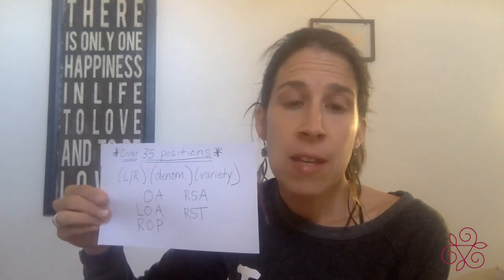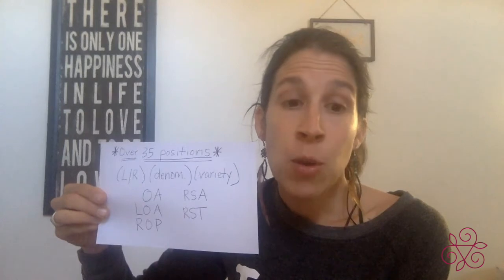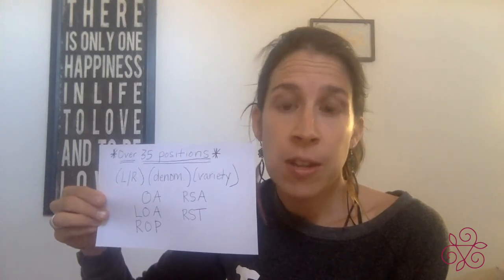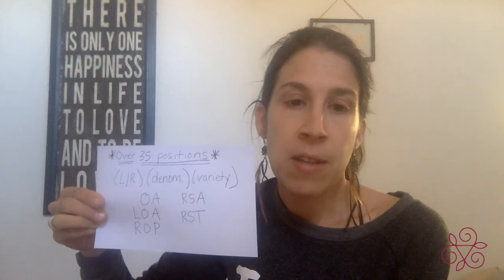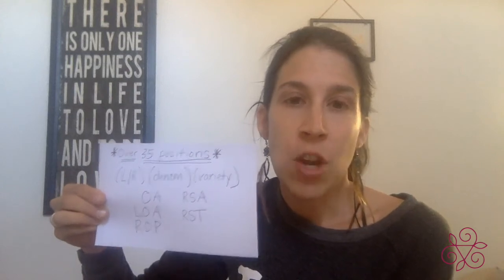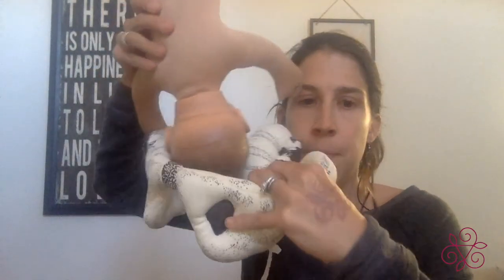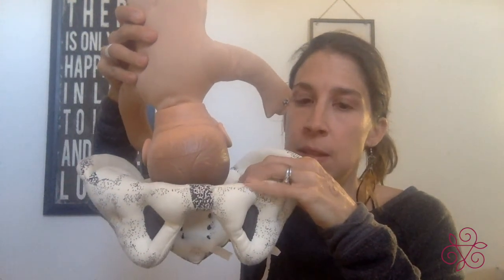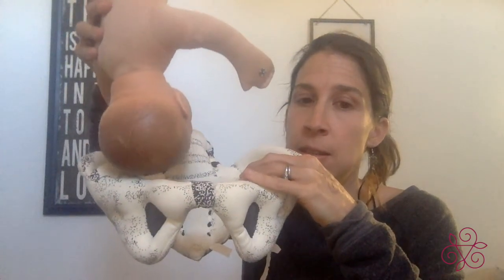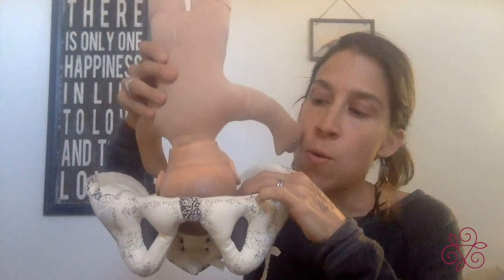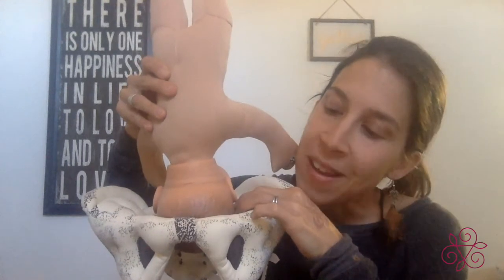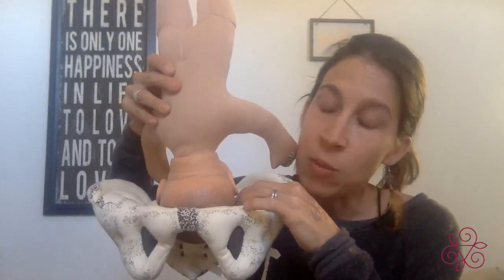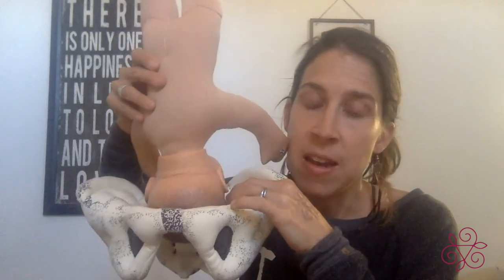So I have a couple of these positions up here, and I'm going to attempt to demonstrate this with the baby and pelvis. But I'm going to have to put down the card, so bear with me. Okay, remember that it's in relationship to the mom. So this is the mom's left, and this is the mom's right. So even though I would be feeling, from the other side, so her left would feel like my right, that's not how we classify it.